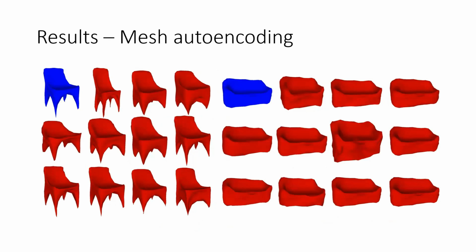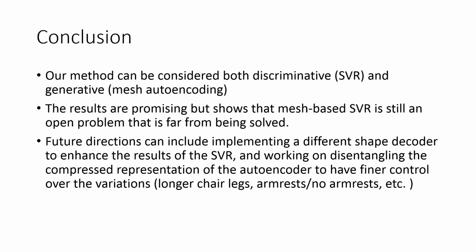Here are the results of the mesh autoencoding module, where the blue shape is the input and the red shapes are different outputs of the same input shape and are produced by sampling the latent vector to get novel variants of the shape. Thus, we achieve through this work both mesh-based reconstruction and generation of novel variants. So our method can be considered both discriminative using the SVR module and generative using the mesh autoencoding module.